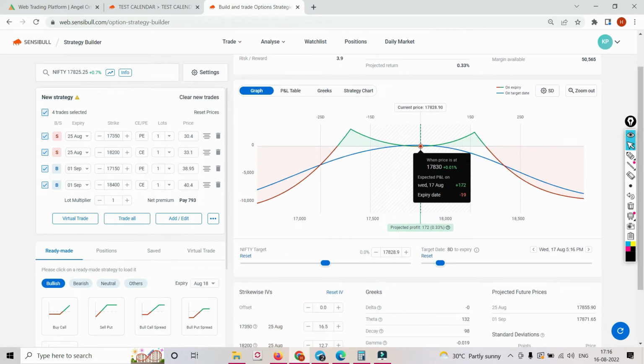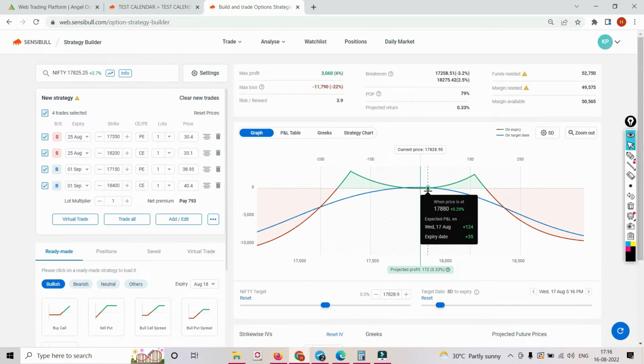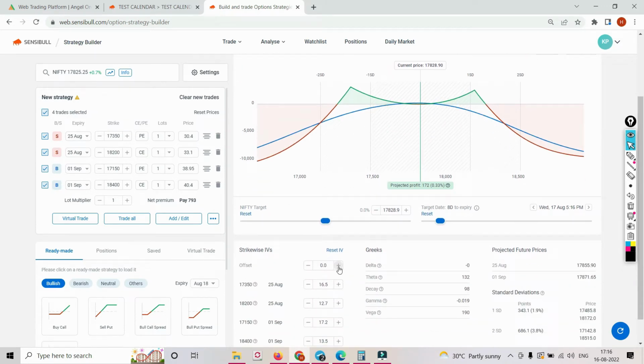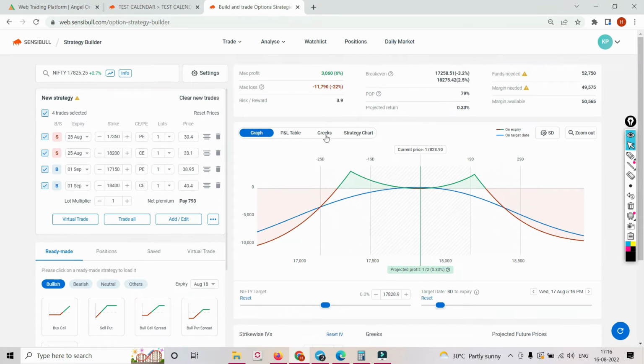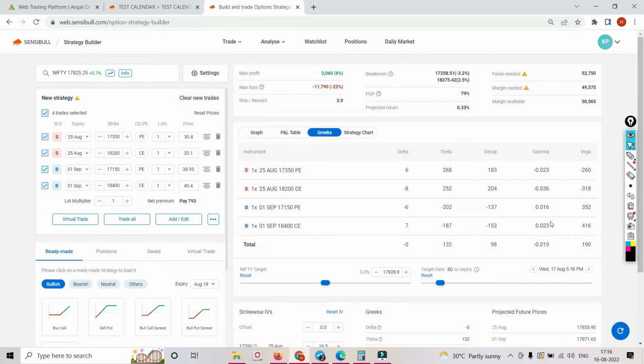So I'll show you one thing. I'll not do any manipulation. I'll just show you what will happen if the VIX increases. That's it. I'll not even manipulate, I'll not even change any of the strikes and everything. I'll just show you what will happen. Achha, before that, let me take you to the Greeks column. This is very, very important.